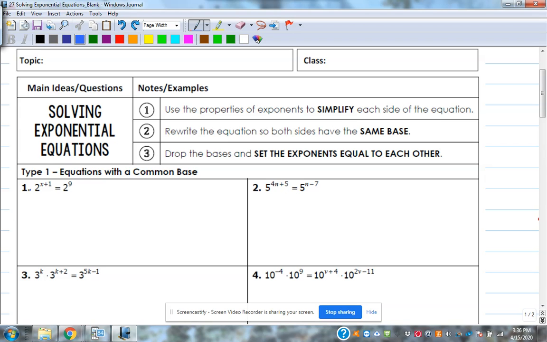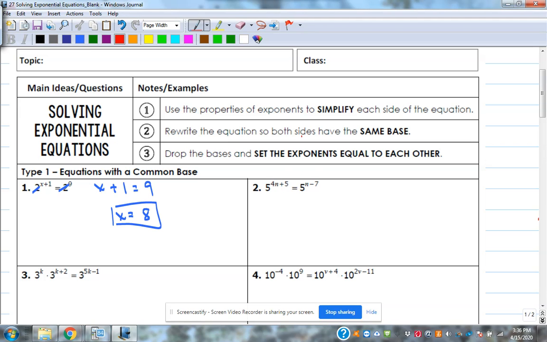So with number 1, we have bases that are already the same. There's nothing to simplify on either side. So we're just going to drop the 2's and set up the equation x plus 1 is equal to 9. And that'd be 8 as a solution because you subtract 1 from each side.